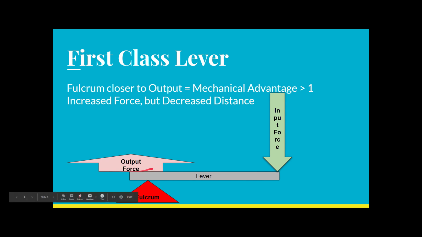So here we can see the output force is much larger, but it's not moving as far. And the input force has to cover more distance, but it's not as much force. In other words, when you set it up this way, the lever is making you stronger and letting you push harder. Now, go ahead and pause here if you need more time to write down what's on this slide. And once again, please draw the diagram as well.